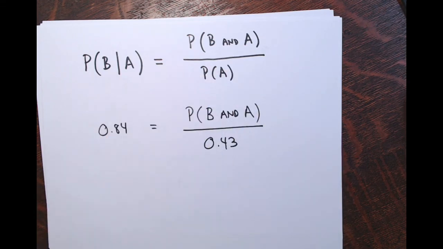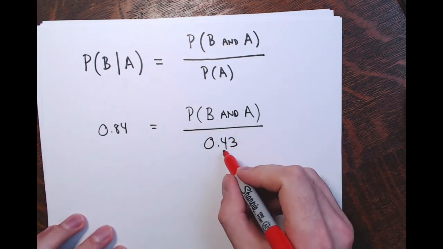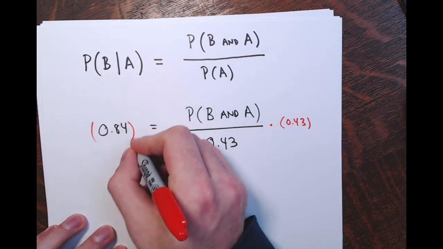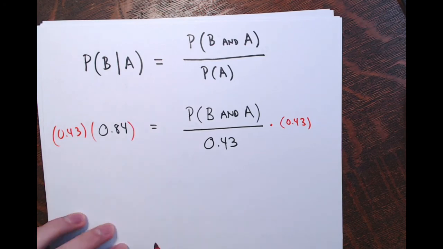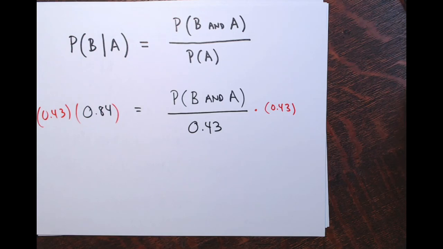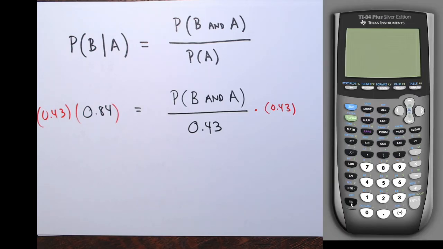I just take this and do some algebra, right? I'm trying to get the probability of B and A alone. It's being divided by 0.43, so I multiply both sides by 0.43. All right, now I'll just punch that in. So I'll take 0.84 times 0.43. We're asked to just provide the answer below, so no rounding. So 0.3612, a little over 36%.